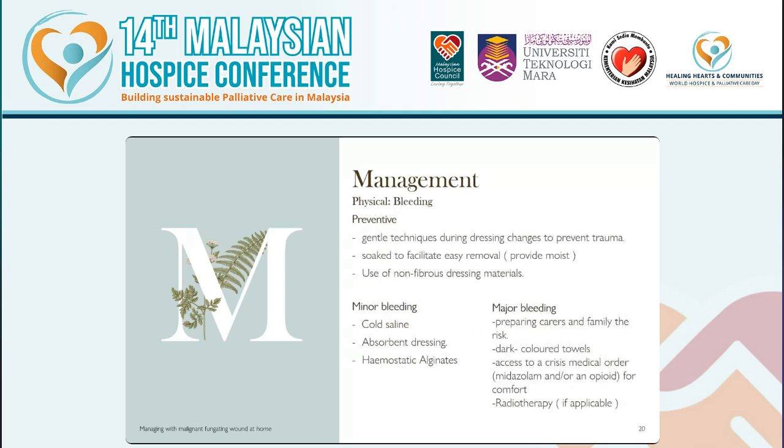For bleeding management, I will divide it into three: preventive, minor, and major bleeding. For preventive measures, we usually suggest the family member to soak the dressing and remove it gently to prevent contact bleeding. You may also suggest the family member to use non-fibrous dressing to prevent the dressing material from sticking onto the wound. For those who have minor bleeding, you can also suggest them to use a cold saline.